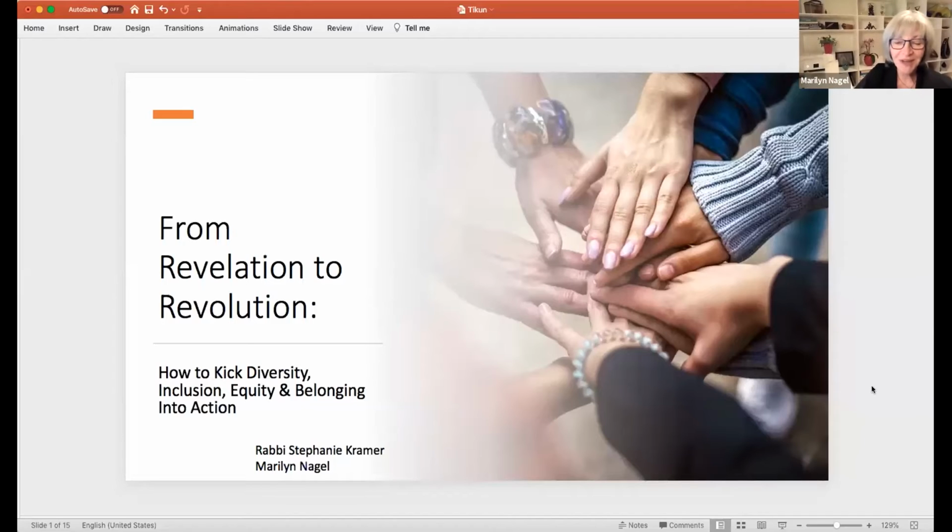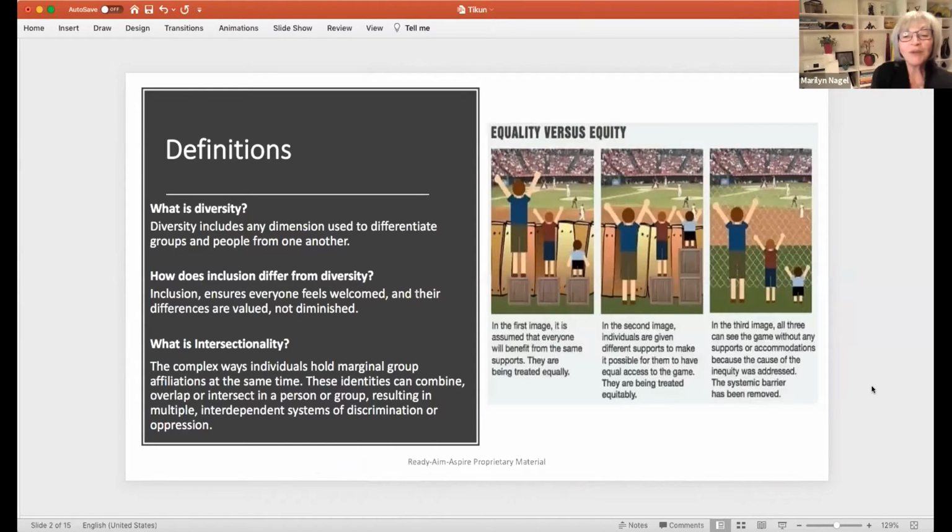in our short amount of time. So with that, we thought it would be helpful to start with some definitions so that we're all on the same page, even though I'm sure that most of you have your own definition and have heard of some of these definitions, but we wanted to make sure that we're all on the same page.